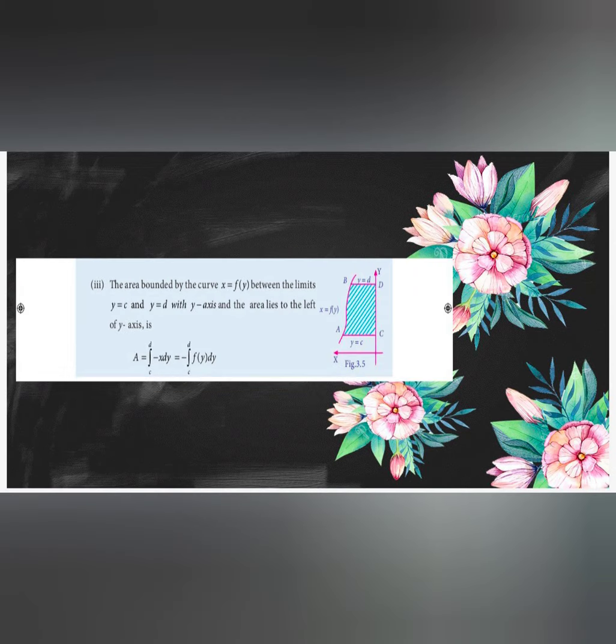And similarly, the area bounded by the curve x equal to f of y between the limits y equal to c and y equal to d with the y-axis, where the area is lying to the left of the y-axis. That is why we take A is equal to integral c to d minus x dy, which is equal to minus integral c to d f of y dy. These are the various types involved in the area.